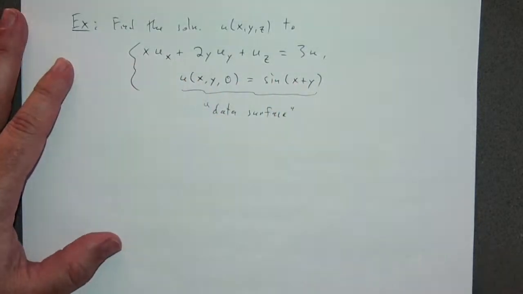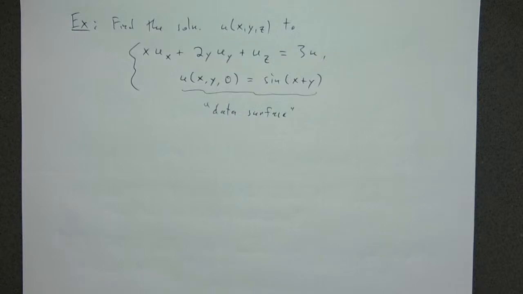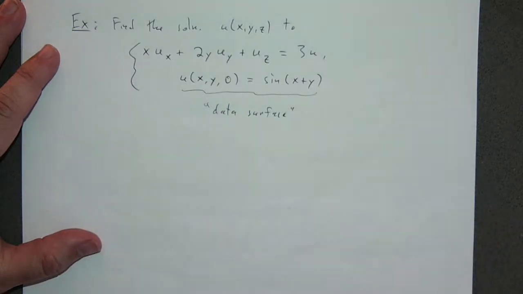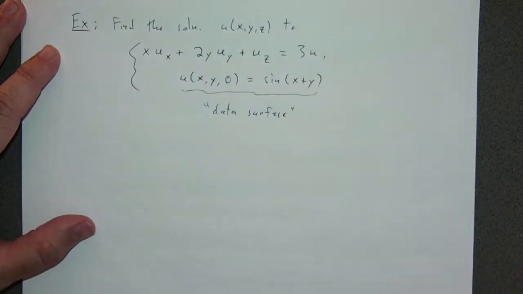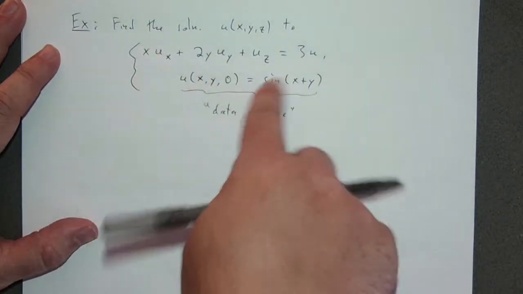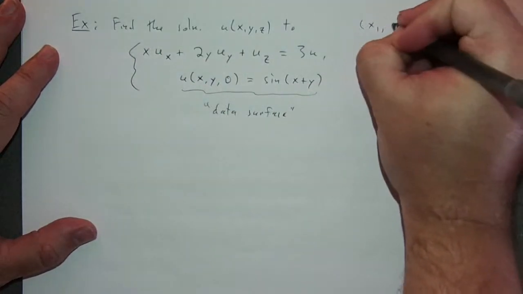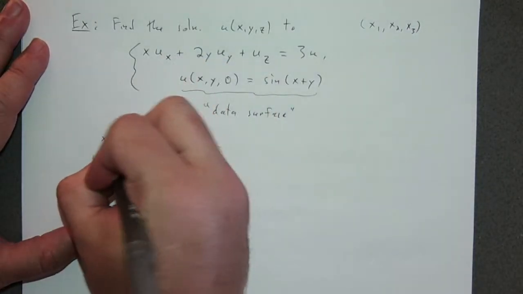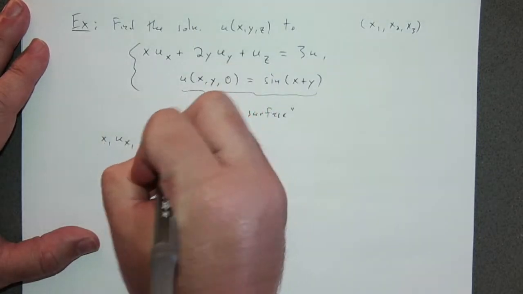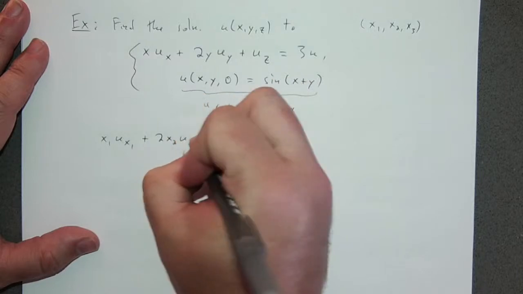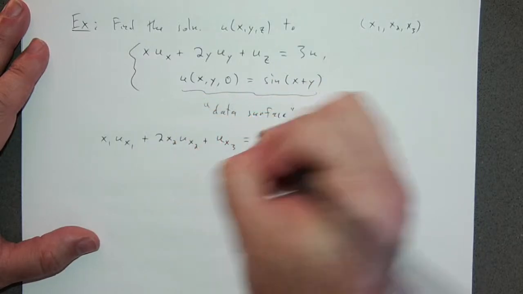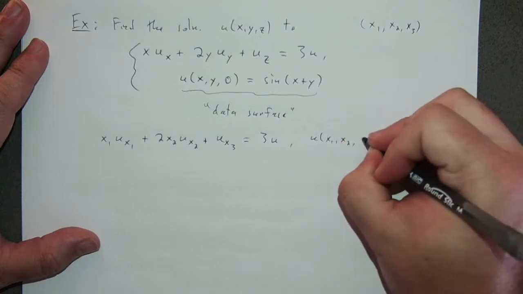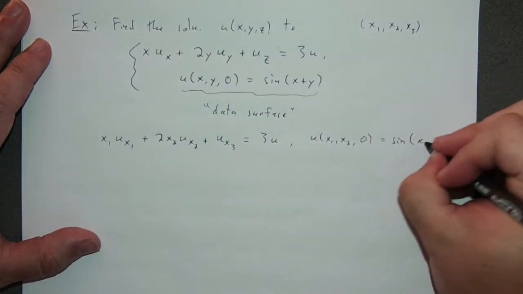Okay. So the first step is to replace the notation here because this is not going to be good. There's a z showing up here, but we use z to talk about the characteristic in our characteristic equation. That's bad. So how do I fix this? I replace x, y, and z with x1, x2, and x3. The usual. So this becomes x1 u sub x1 plus 2 x2 u sub x2 plus u sub x3 is equal to 3u. And the auxiliary condition becomes u of x1, x2, 0 is equal to sine of x1 plus x2.